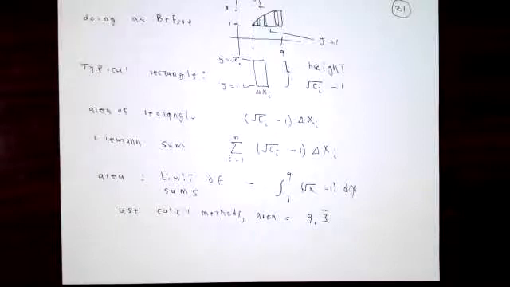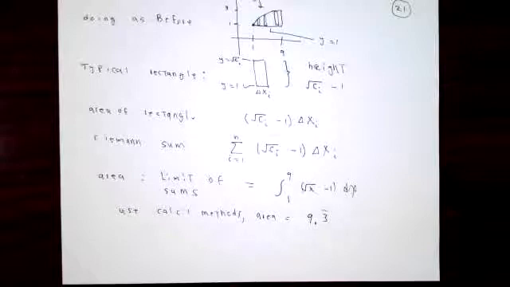areas of rectangles. And then to get the actual area involved, I have to take the limit of the sum, which in this case means I'm going to let all of the delta x i's tend to 0. This is literally the definition of an integral. This is the definition of the integral from 1 to 9 of square root of x minus 1 dx.